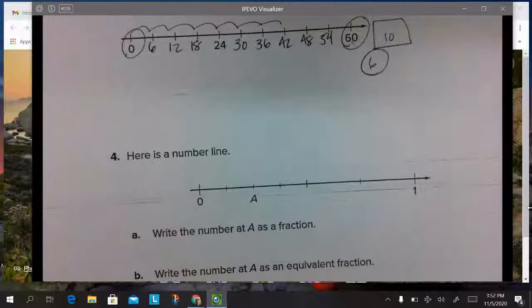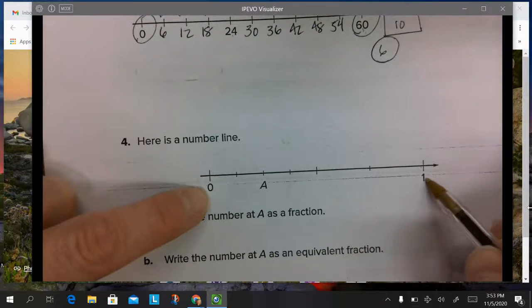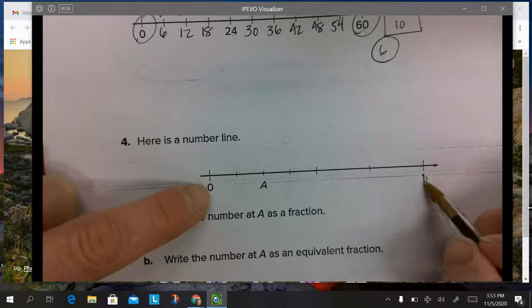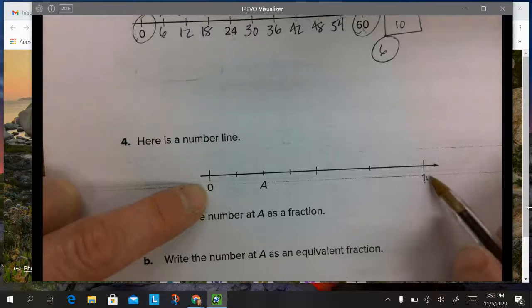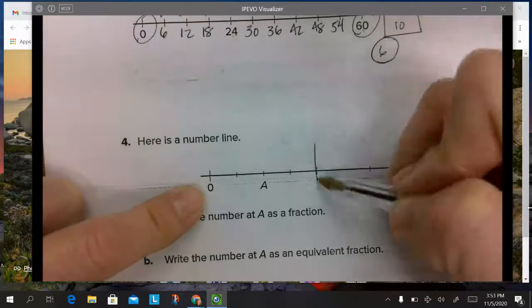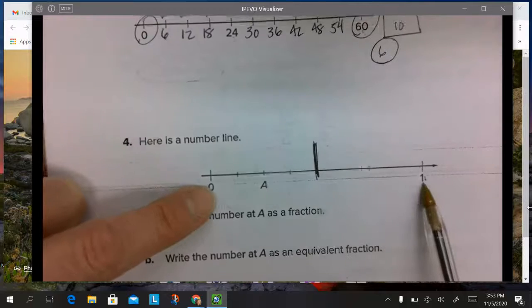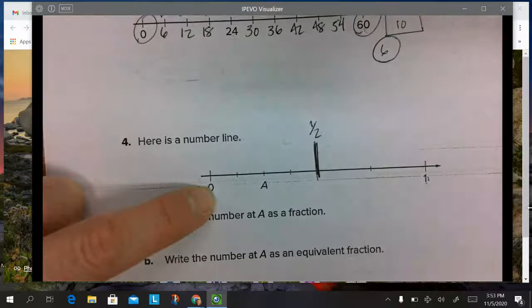Okay? Look at number 4. Here's a number line. You start with 0 and you have 1. All right? So you know it's a fraction because all the numbers between 0 and 1 are going to be baby numbers. They're going to be little numbers, right? All right. Well, on this one, I would do a halfway mark. Because if you're given this, what's halfway between 0 and 1? A half, right? 1/2.